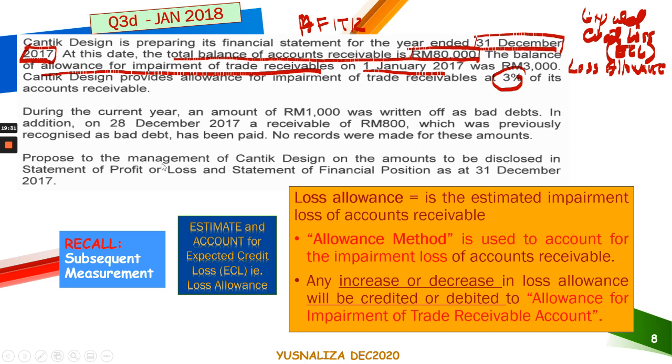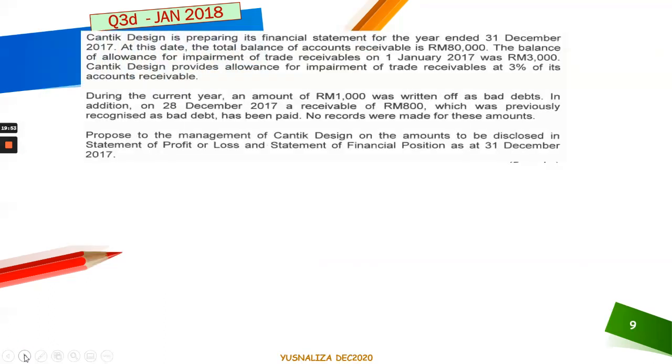You are asked to propose to the management of Cantik Design the amount to be disclosed in the SOPL. Propose, meaning that by way of notes, the amount that you need to disclose in the SOPL, how much will it be, and also the amount to be shown in the SOFP, or Statement of Financial Position, as at 31st of December 2017.